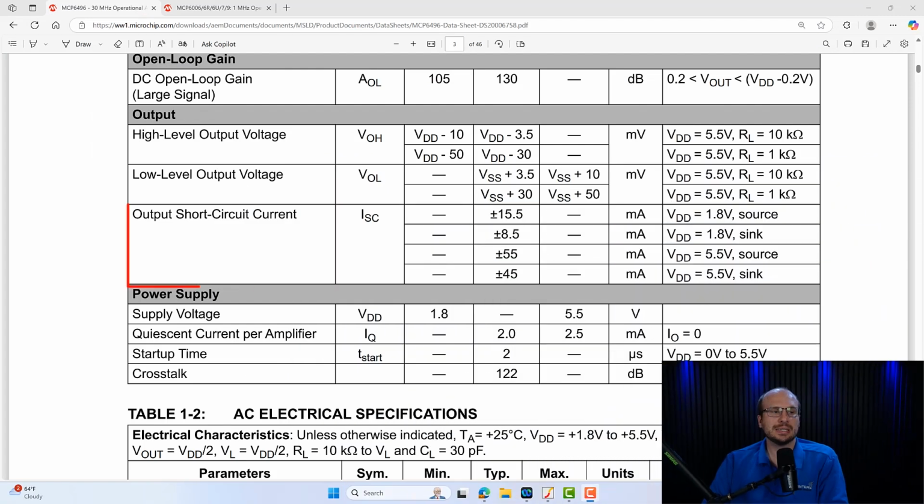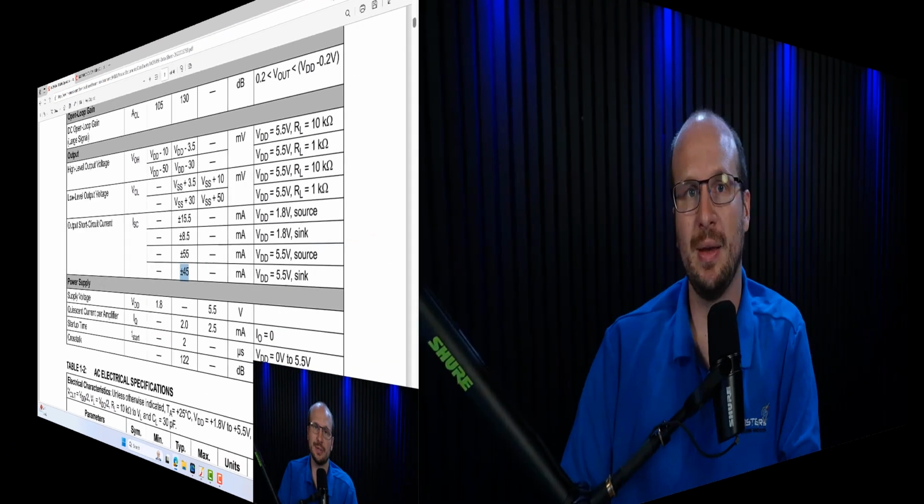All right, last but not least, let's talk about drive current, or how much current does your op amp need to supply at the output. You can take a look at the output short circuit current spec in the data sheet. So for the MCP6496, it can supply 55 milliamps if VDD is 5.5 volts and you're trying to source that current. It's 45 milliamps if you're trying to sink it. So if you try to go above that, you'll experience loading effects, and your voltage headroom will decrease, like we talked about when we were discussing the output voltage headroom versus output current.